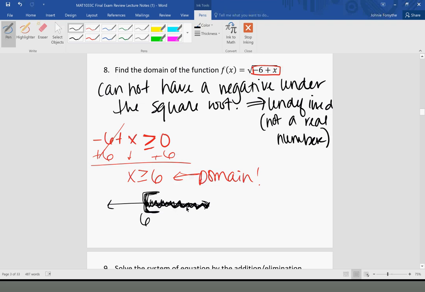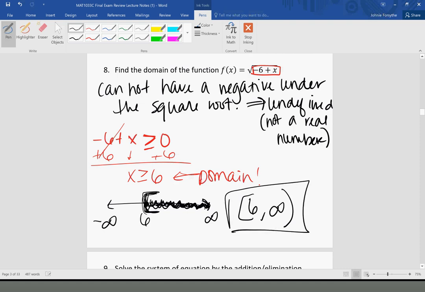And so remember, the very right side of the number line goes to infinity. The very left side goes to negative infinity. We want to write the interval we shaded, so we're starting at the 6 with a bracket and going all the way to infinity with parentheses. So that's going to be your answer in interval notation.